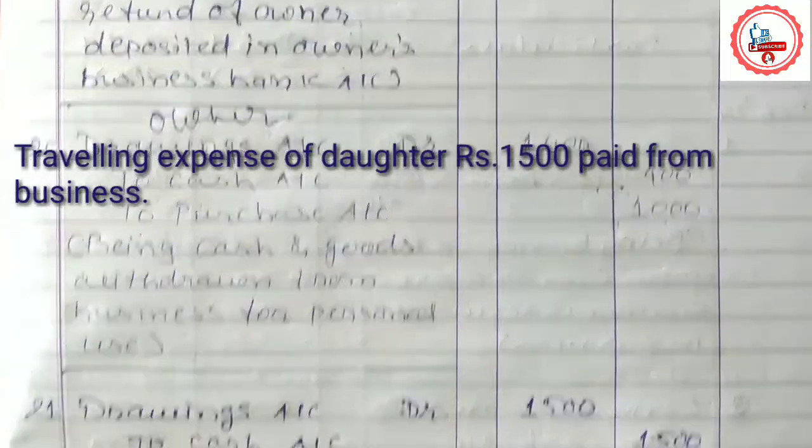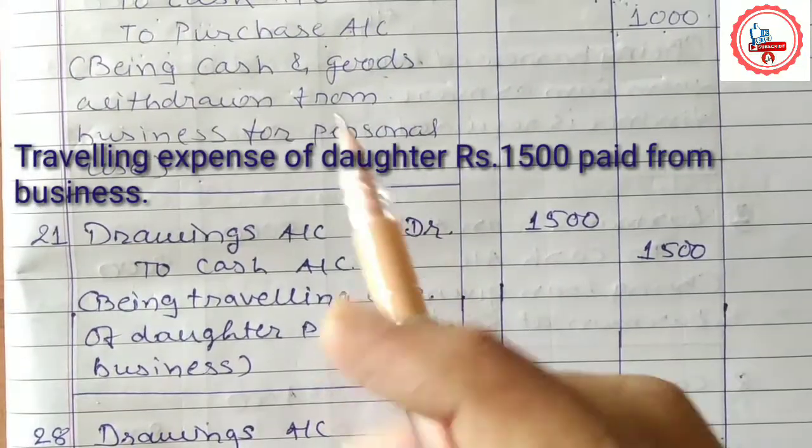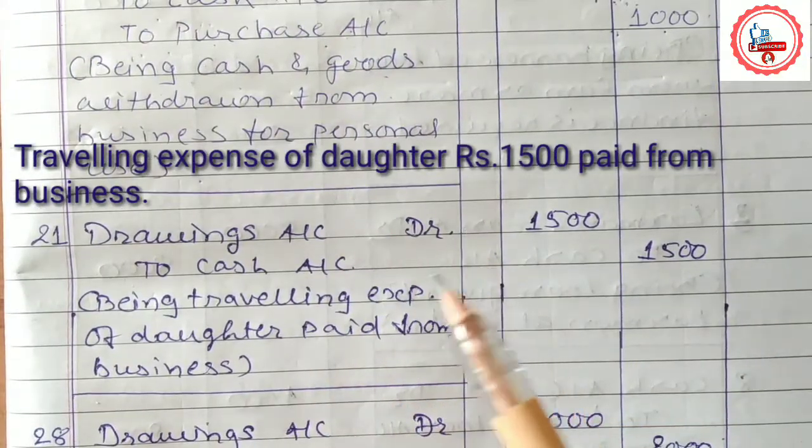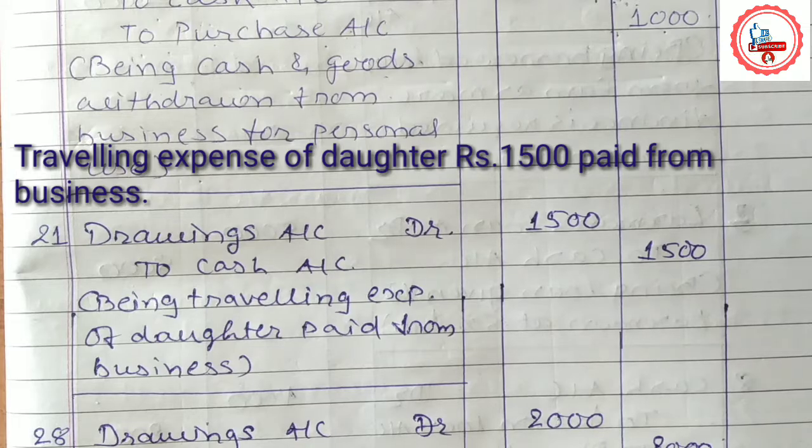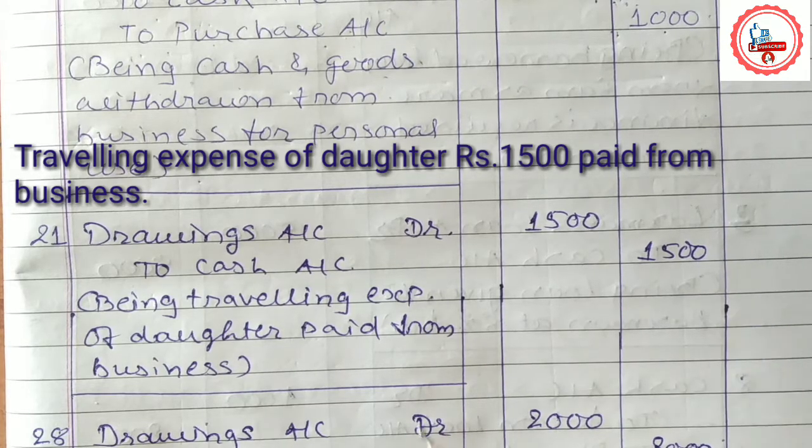Date number 21. Traveling expense of daughter. Whose daughter? Owner's daughter. Traveling expense of daughter rupees 1,500 paid from business.